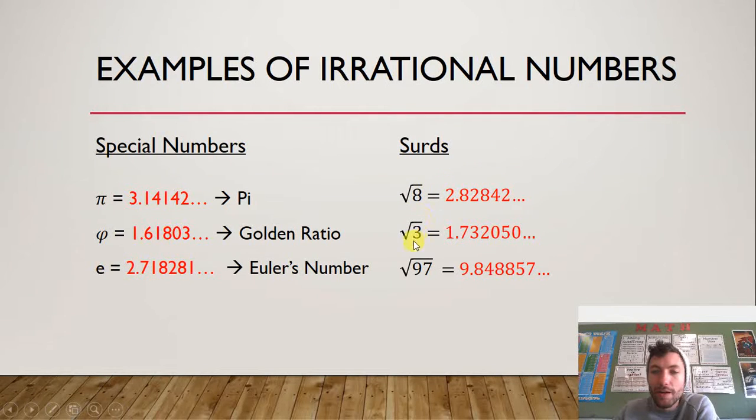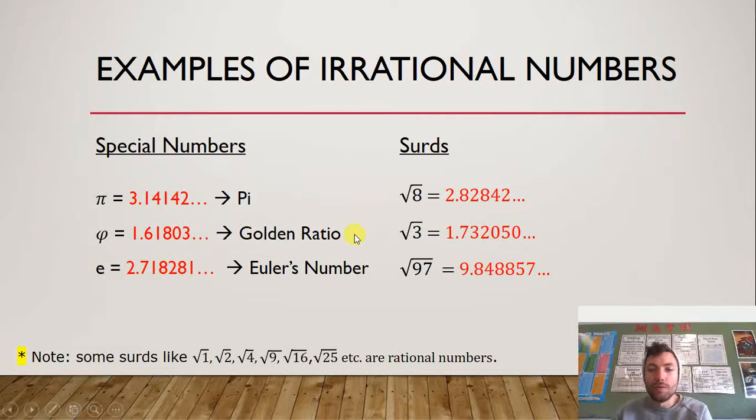And then we have our square roots. So we have square root 8, square root 3, square root 97. You can have all sorts, but just remember, not all square roots are irrational. There are ones that are rational, and I'll put some down here. To check, you really have to see what they work out to be, because some of them will be rational, some will be irrational.